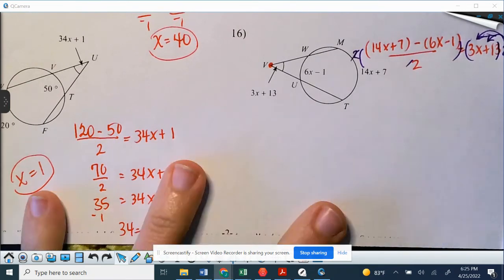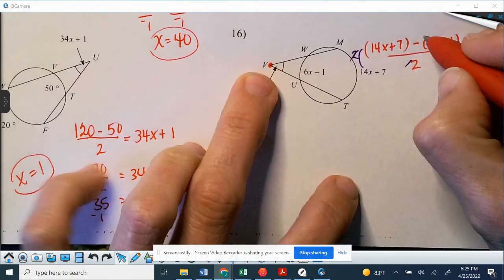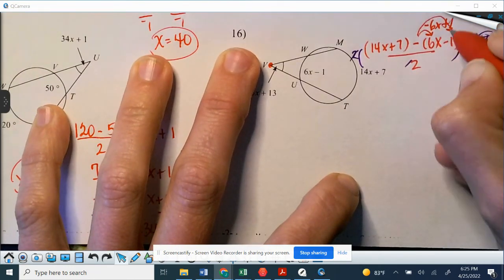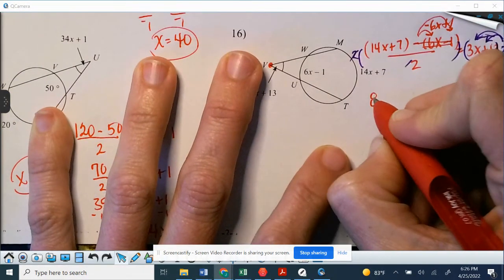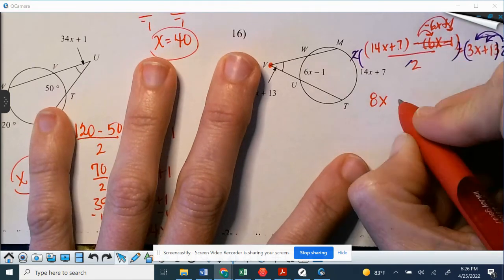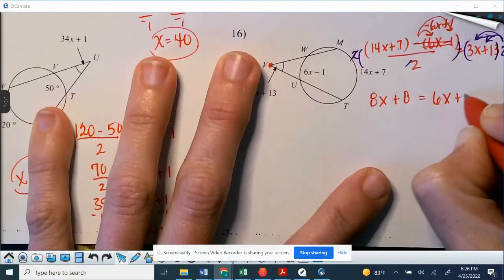So I have 14x minus 6x minus 1. That's going to make that a negative 6x. That's going to make that a positive 1. So we just got rid of that. So 14x minus 6x is going to give me 8x. 7 plus 1 is going to give me 8. And then that 2 is going to distribute through 6x plus 26.